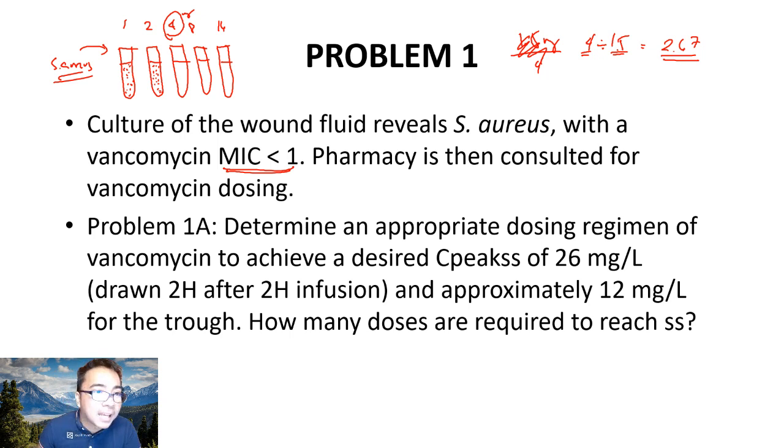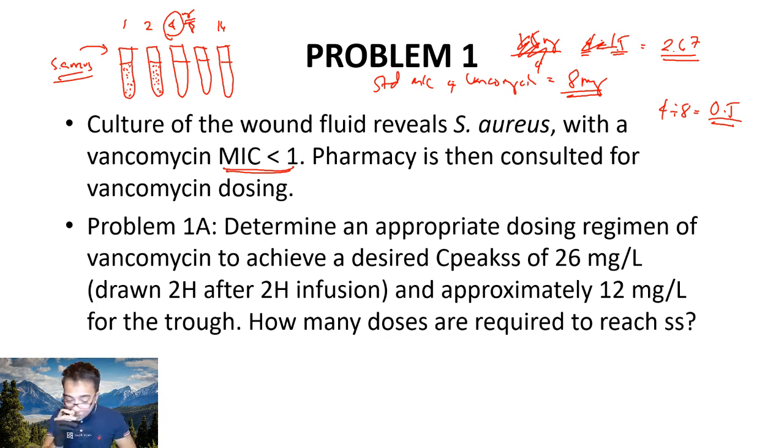Okay? So, halimbawa, class, kunwari lang naman, what if yung standard MIC of vancomycin is equal to, let's say, 8 milligrams. Okay, yan yung standard. Now, class, dito, makikita natin, at 4 milligrams, no growth na yung bacteria. So, therefore, class, that's just 4 divided by 8. So, 4 divided by 8 would give us 0.5. And 0.5 class is less than 1. So, meaning, susceptible yung bacteria na yun sa antibiotic ko.